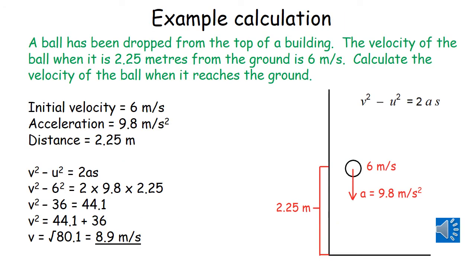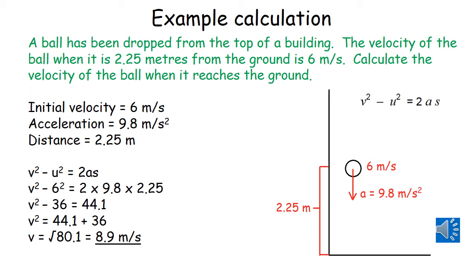Here is a typical question requiring you to use this equation. So we have a ball dropped from the top of a building. The velocity of the ball when it's 2.25 meters from the ground is 6 meters per second. Calculate the velocity of the ball when it reaches the ground.